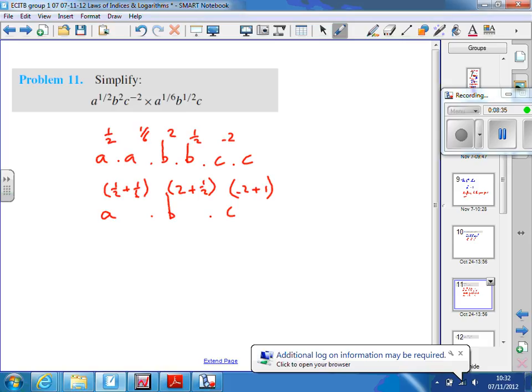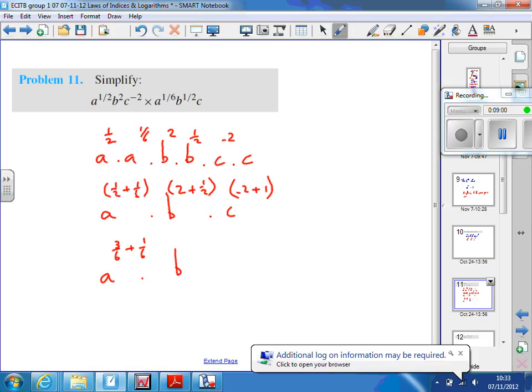Can you remember what we do to add a half and a 6th? Yeah, good. A common denominator. What do 2 and 6 both go into? No, 6. 3 goes into 6, but 2 and 6 both go into 6. So, in other words, I convert the half to 6ths. The half is 3/6 plus 1/6.